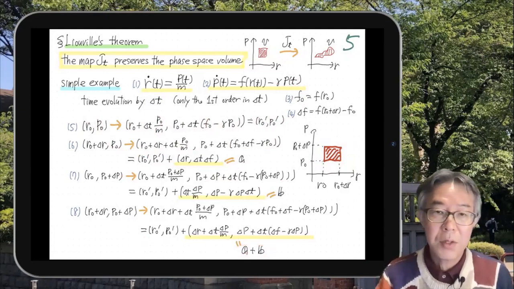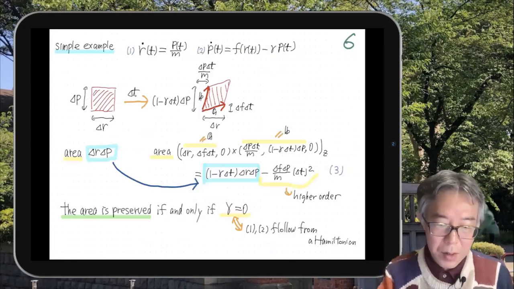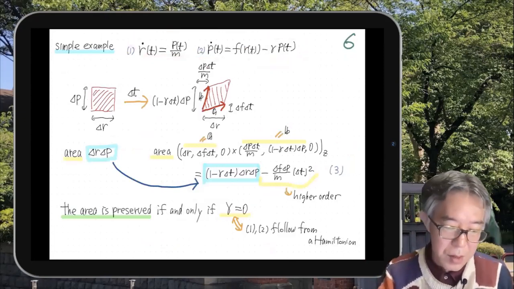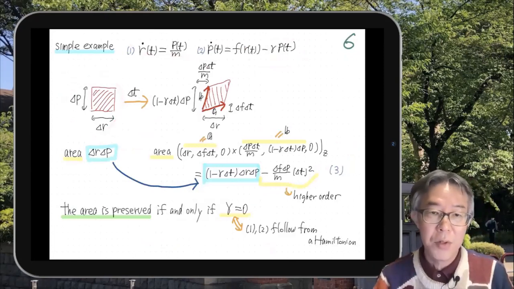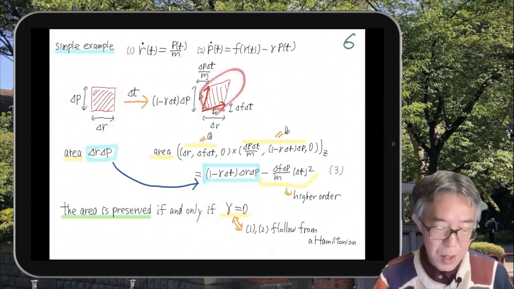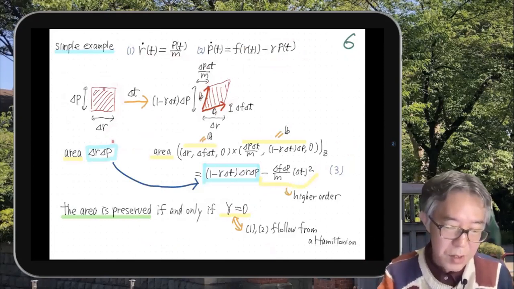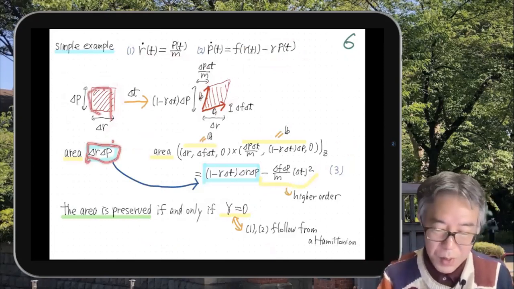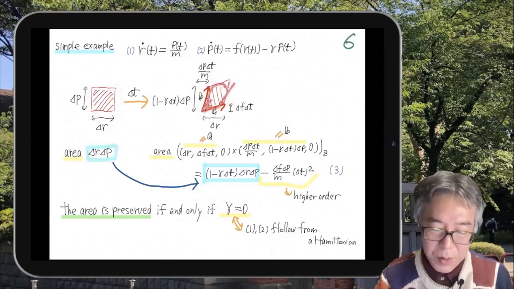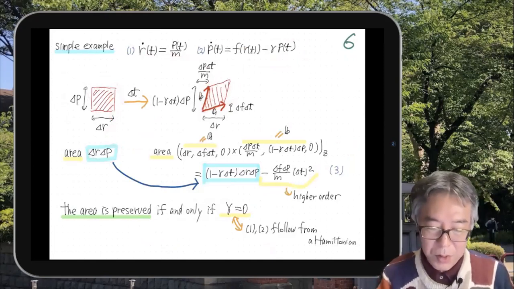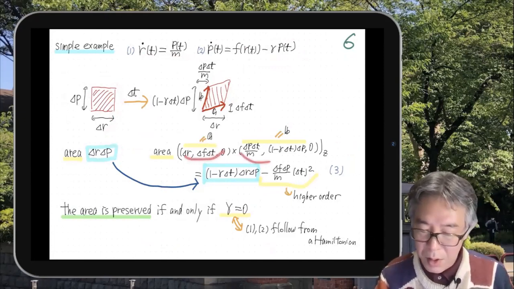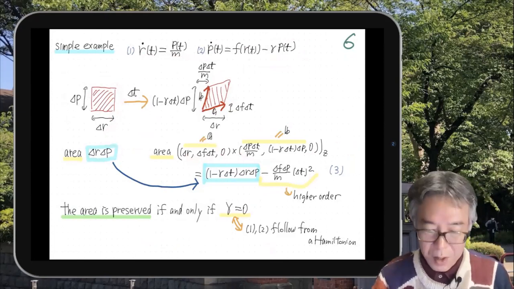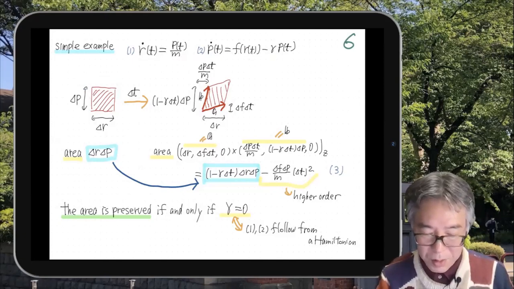So let's summarize the situation. This is our equation of motion, and if you consider this small phase space region, it is mapped to this. Now let's look at the area. In this case, the area is very simple: it's delta r times delta p. In this case, if you want to compute the area, the best way is to consider the vector product of these two vectors and take the z component. That's simple mathematics, which I hope you learned in a freshman course.